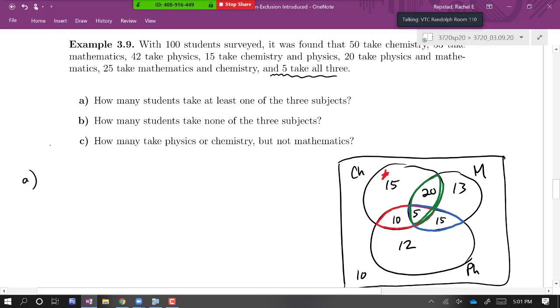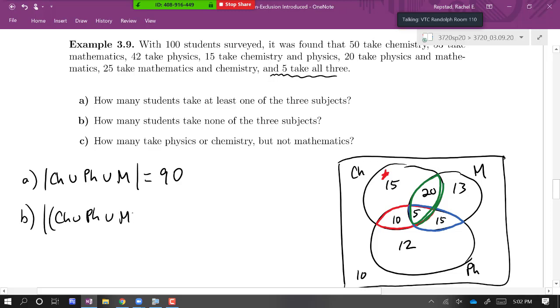Part A says how many students are taking at least one of these. We want to know how big is their union. And I'm not going to write out all the addition, but we're just going to add all these numbers that are inside any of the circles. So the 15, 20, 13, 10, 5, 15, and 12, when you add those up, that's the 90. And then for B, we just want the complement, and we've already found that. That's the 10, the students that are outside all the circles.